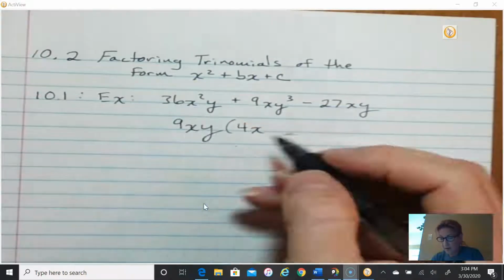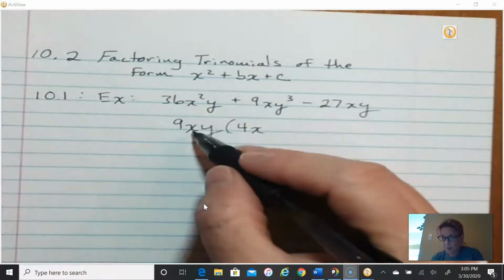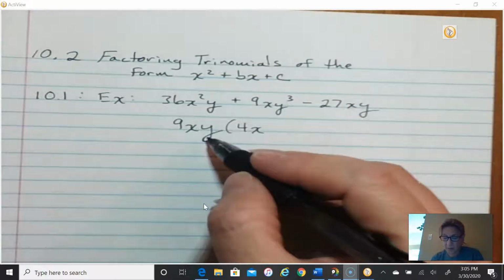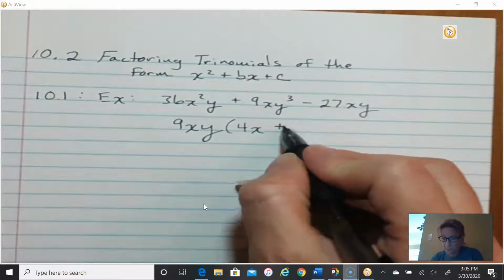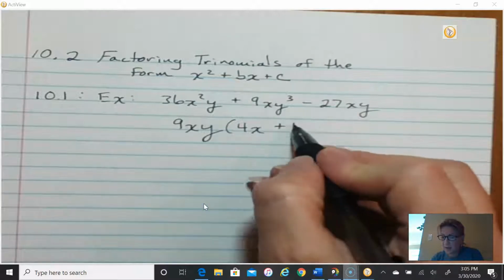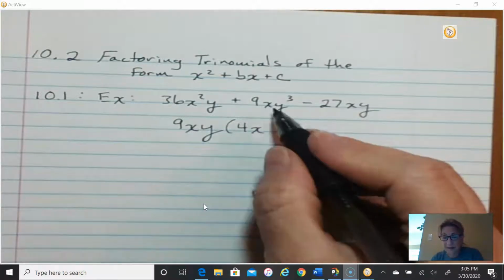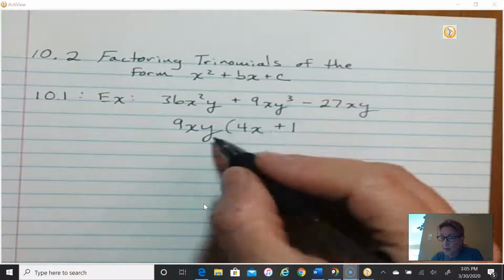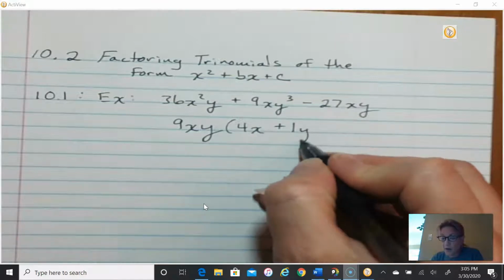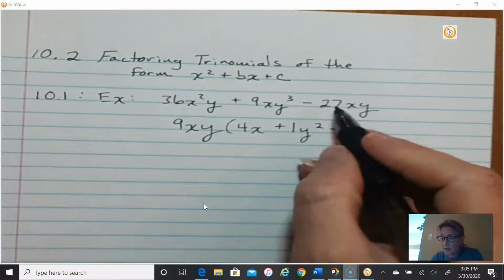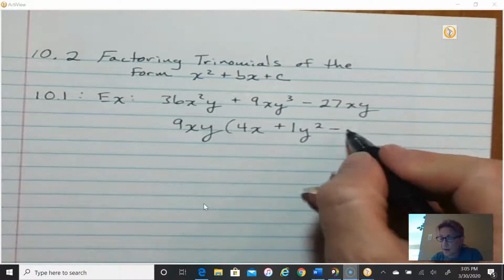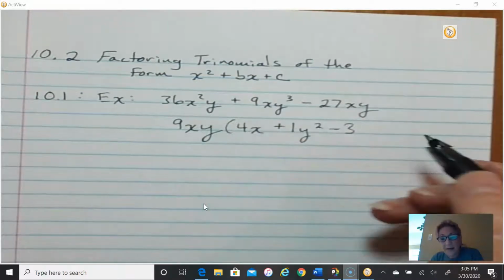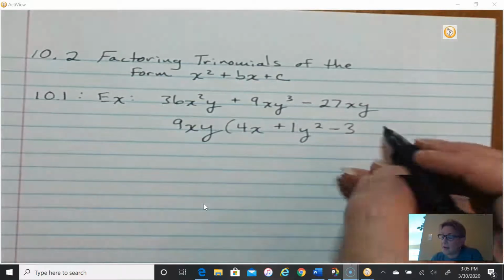And then 36 divided by 9 is 4. X squared divided by x is x. Y divided by y cancels out. Plus 9 divided by 9 is 1. X divided by x cancels out. Y3 divided by y1 is y2. Minus 27 divided by 9 is 3. X divided by x cancels out. Y divided by y cancels out.